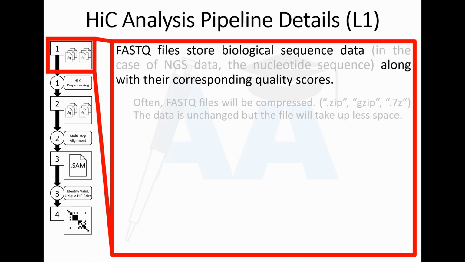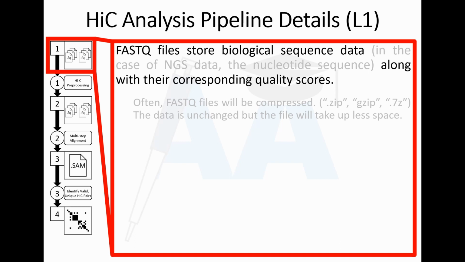I'll start by explaining what FASTQ files are. FASTQ files store DNA sequence data along with the quality scores for each nucleotide. The format could theoretically work for amino acid sequences, but personally, I've never seen it used for that before, so in the context of this video series, I'll only talk about FASTQ as a file format for DNA sequences.